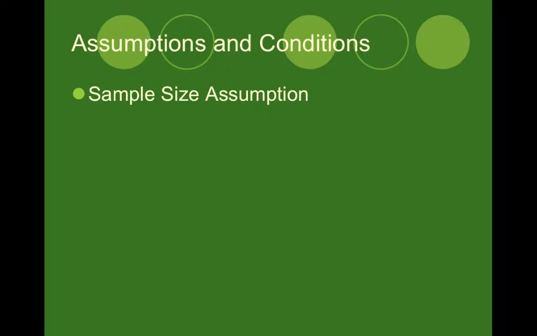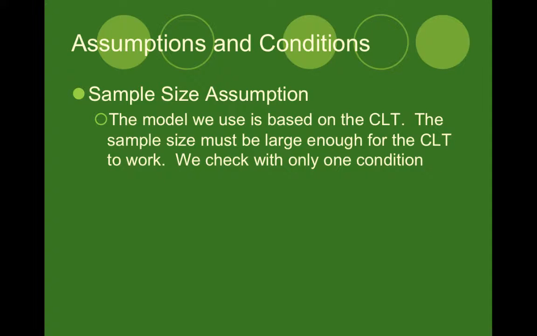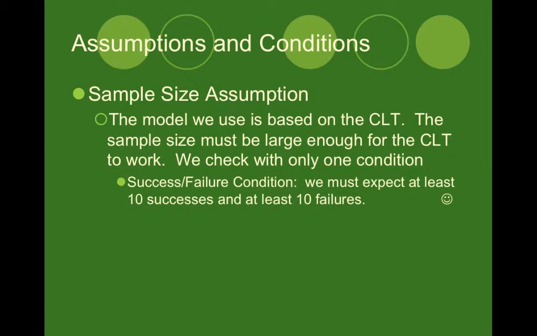Then there's the sample size assumption. The model we use is based on the central limit theorem. The sample size must be large enough for the central limit theorem to work. For this one, we only have to check one condition, and that's the success-fail condition, so where we're going to expect at least 10 successes and 10 failures. And again, we check this by taking our sample size and multiplying it by our probability of success, and then taking our sample size and multiplying it by the probability of failure. So as long as we have 10 of each, we're good to go. And we'll do some examples showing that we have checked the assumptions and conditions.